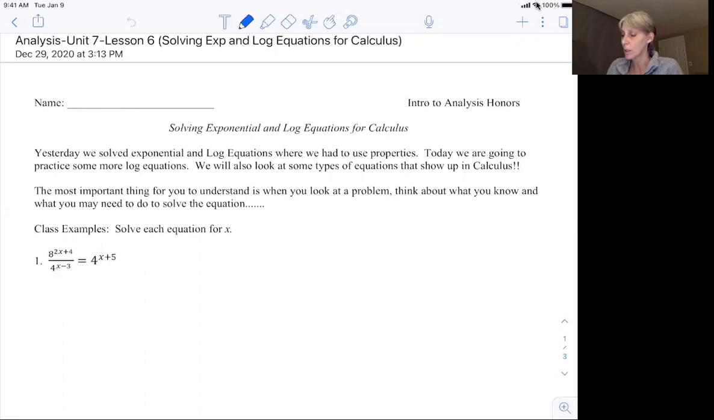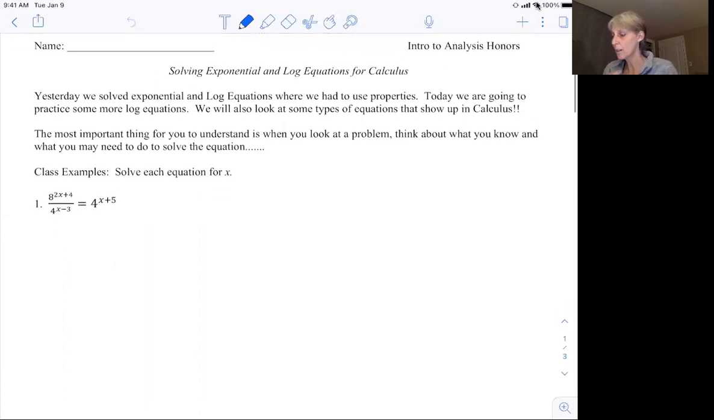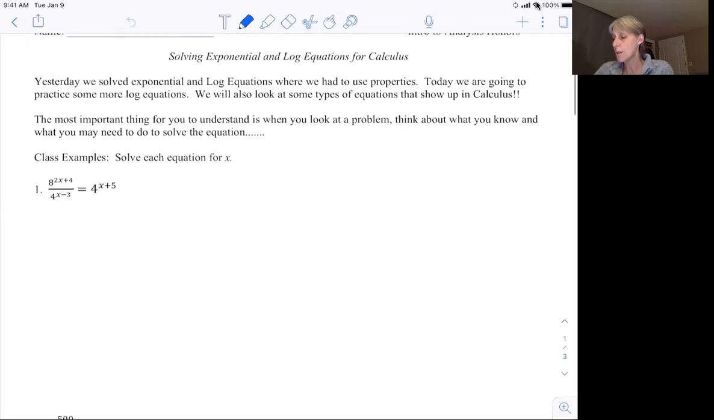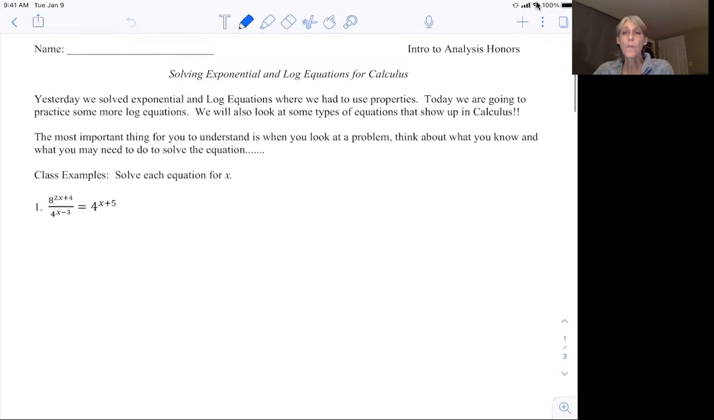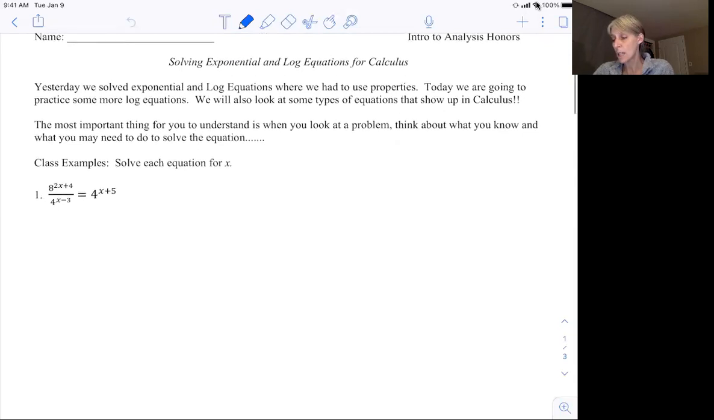Okay. So yesterday we solved exponential and log equations where we had to really use our properties. And hopefully you got that experience on your homework, practicing all the different types of things that happen when you simplify using your properties. Today, we're going to practice some more log equations. Some of them will deal with just using properties, and some of them are going to be dealing with different types of situations that we're going to see in calculus.